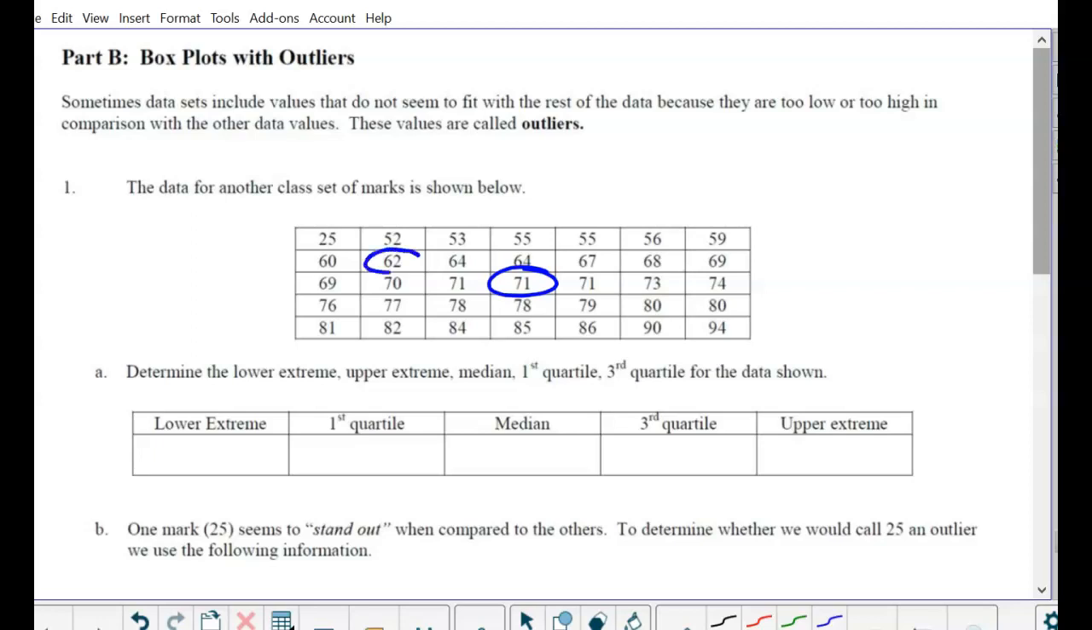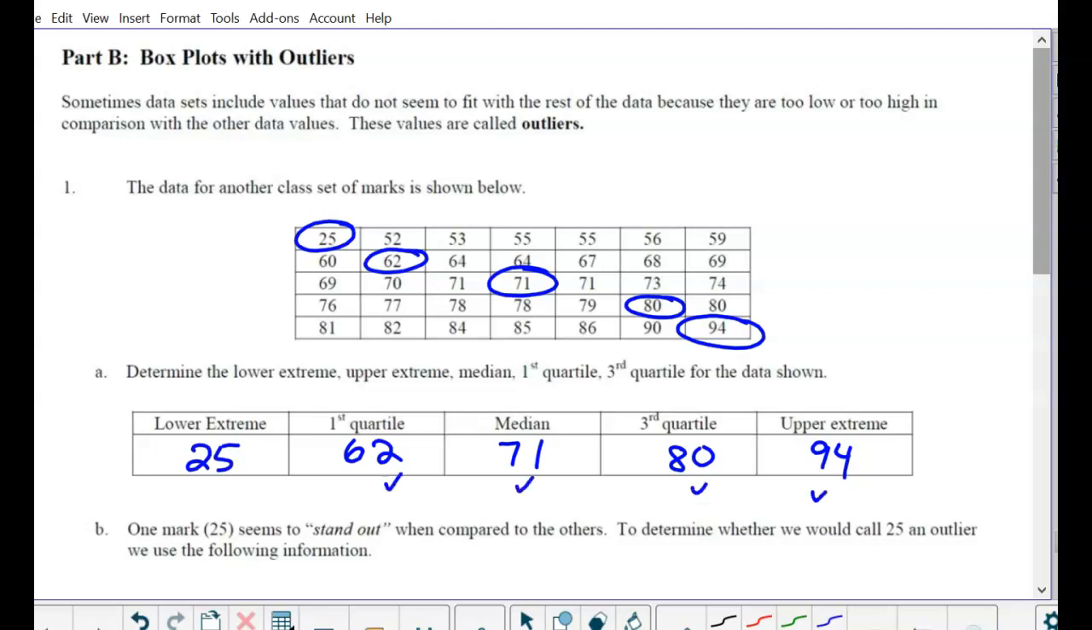And then this is our first quartile, this is our third quartile, and we've got our lower extreme and our upper extreme. So 25, 62, 71, 80, and 94. Okay, so these are all the same as the first example that we did. Okay, it's the lower extreme that's different. So one mark, 25, seems to stand out when compared to the others.